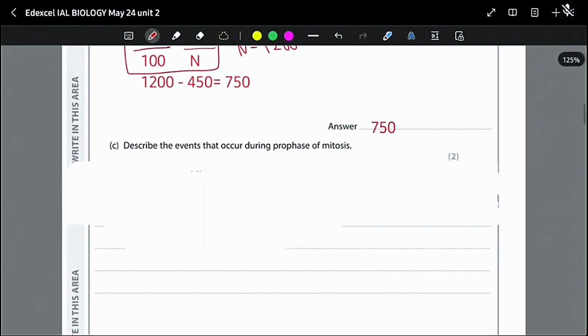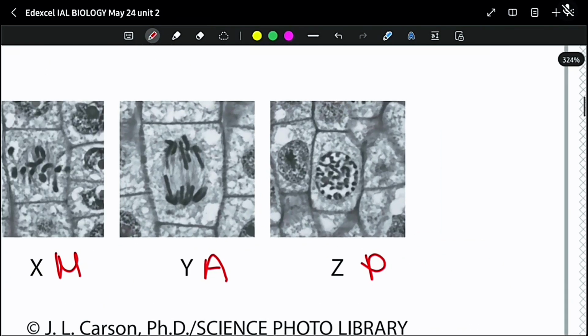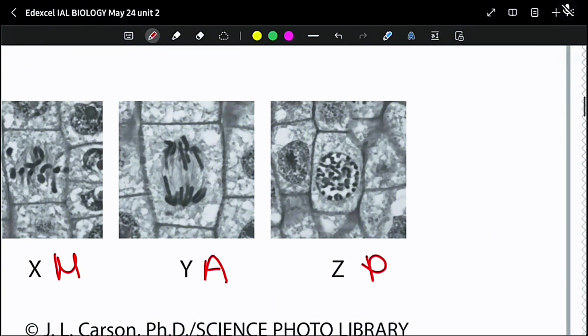Describe the events that occur during prophase of mitosis. So during prophase, the chromatin condenses into visible chromosomes, the ones that I was showing here in this picture. The nuclear envelope breaks down, and the mitotic spindle begins to form as centrosomes move to opposite poles.